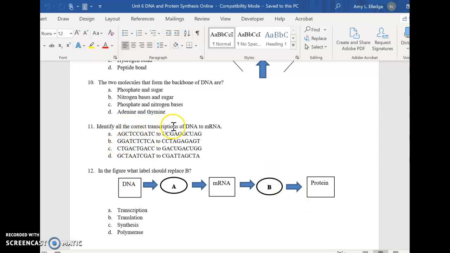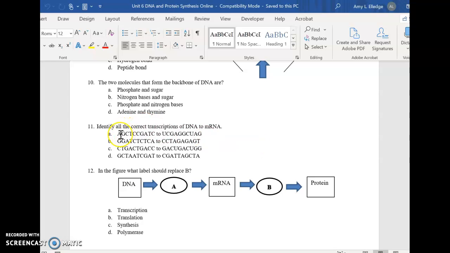Identify the correct transcriptions of DNA to mRNA. So in this, you need to remember that mRNA has a difference from DNA. Instead of T's, it has U's. So right away, B has T's in it and D has T's in it. Neither one of those could be your answer. You don't even need to look at them.